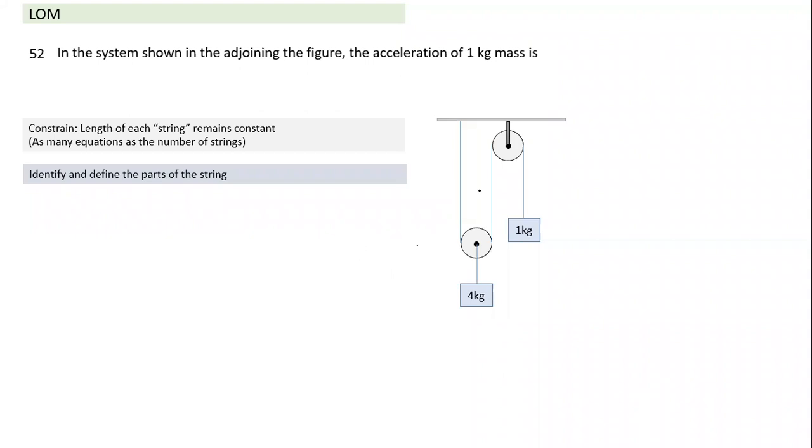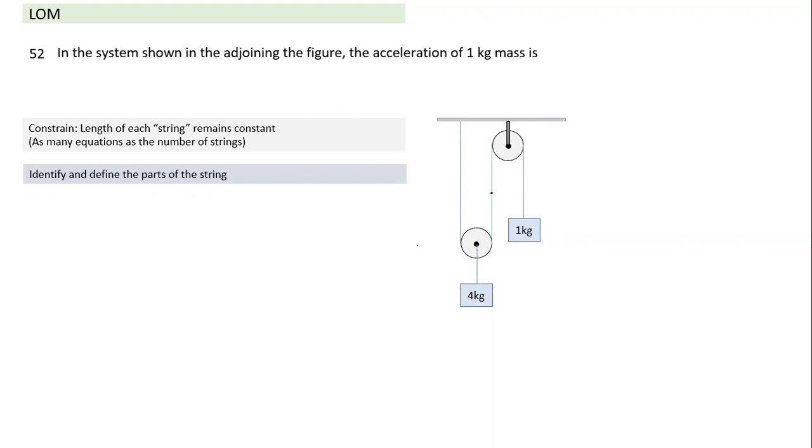Let's focus on this part first, which is easy. If this length of the string is constant, what will happen? Whatever motion the 4 kg object has, the same motion this pulley will have. So the velocity, displacement and acceleration of the pulley and the 4 kg mass will be equal. That's the condition we can use for this string.